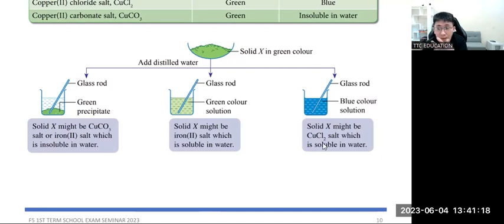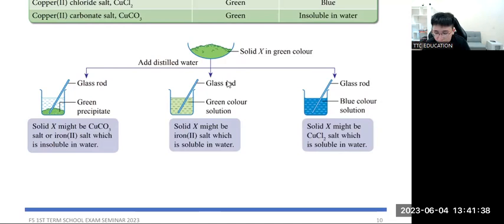And if you dissolve it already and it gives you blue color, then it might be CuCl2. Why blue color? Because Cu2+ is blue. So just one solid X that is green, I dissolve it into water, and I have three different possibilities. Which one matches my observation? There I need to know who it is.